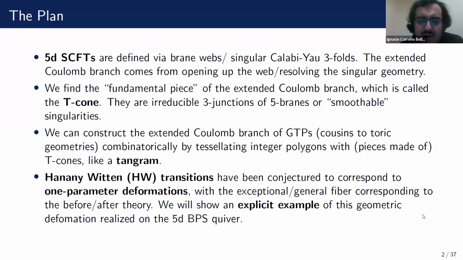Finally, we will talk about how to think about Hanany-Witten transitions in these two pictures. A Hanany-Witten move in the brainweb corresponds to taking an external 7-brane and crossing it through the web. We claim that the corresponding geometric engineering avatar of this is a one-parameter deformation of the theory, where the exceptional fiber corresponds to the theory before crossing and the general fiber to the theory after crossing. And we will support this hypothesis with an explicit example realized through the 5D BPS quivers of some GTP theories that reduce to toric cases.